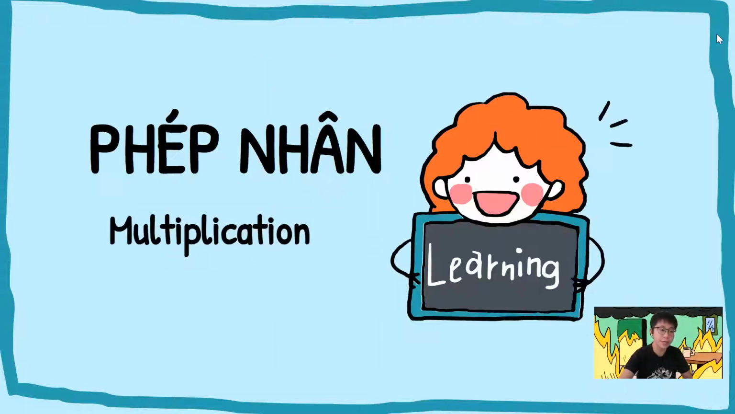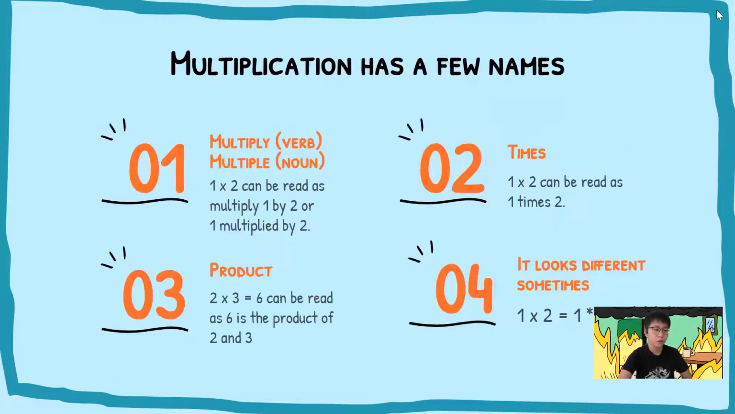The main topic for today is multiplication. Phép nhân. So, multiplication has a few names. To multiply something, or something is a multiple of another number. So you will see that the cross can be read as multiply or times or product. 2 times 3 equals 6 can be read as 6 is the product of 2 and 3.